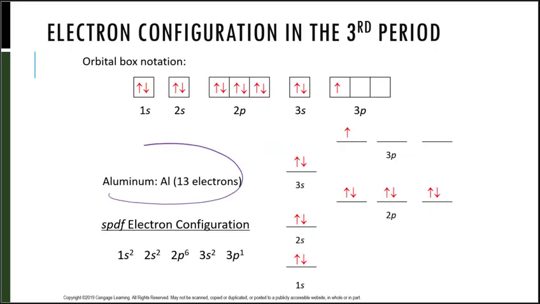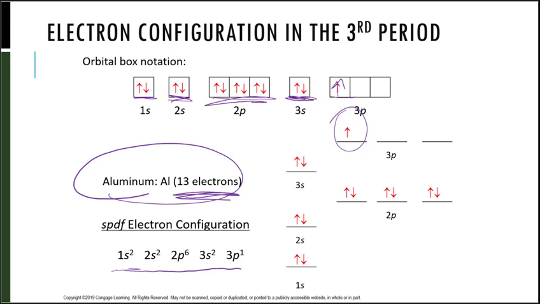I want to look at aluminum. Aluminum has 13 electrons. So I'm going to start filling up 1s2, 2s2, 2p6. When I look at aluminum in the third row, it's not in my S. I have to fill up my 3s with 2 electrons before I hop over to the right. And it is the first atom in that p block. So I only have 1 electron in that p orbital. Its electron configuration is 1s2, 2s2, 2p6, 3s2, 3p1.